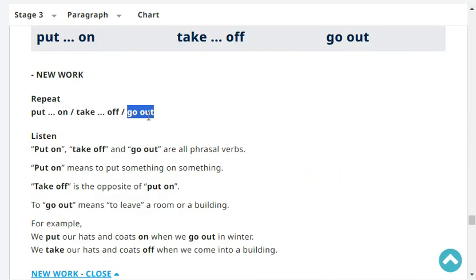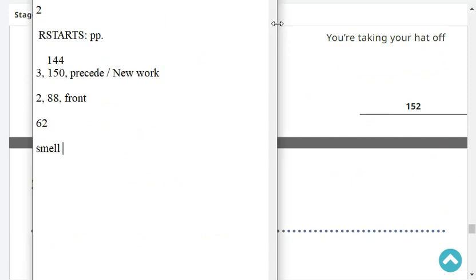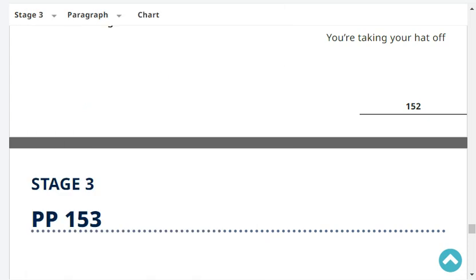Okay, so now let's move on to our reading. Our reading is at stage 2, page 88. Last headword was front. Okay, start with headword smell.